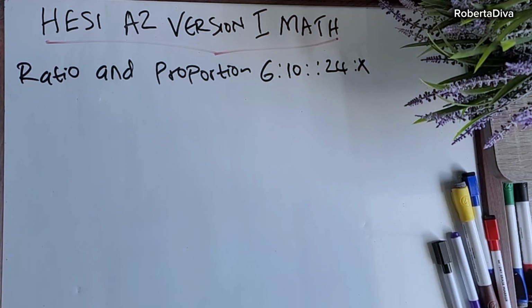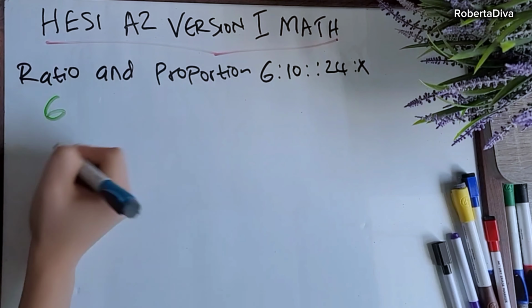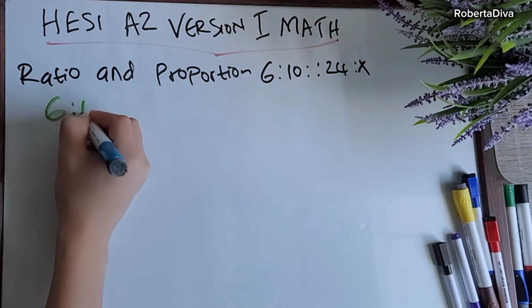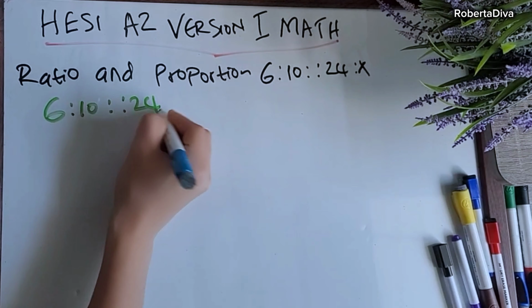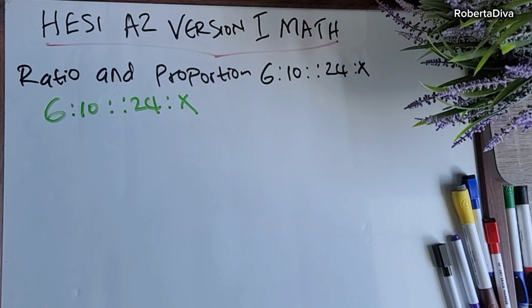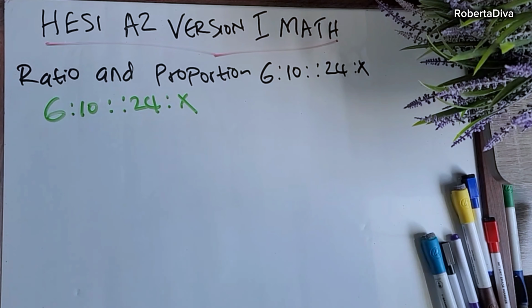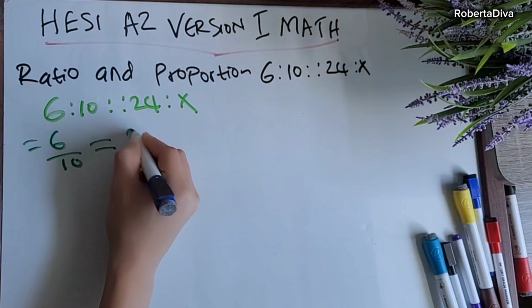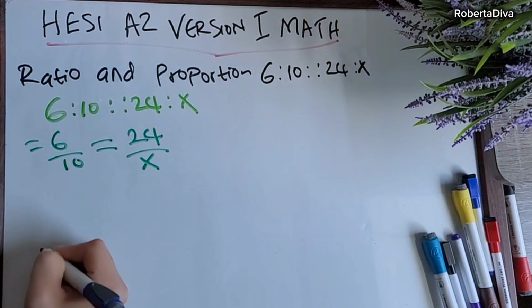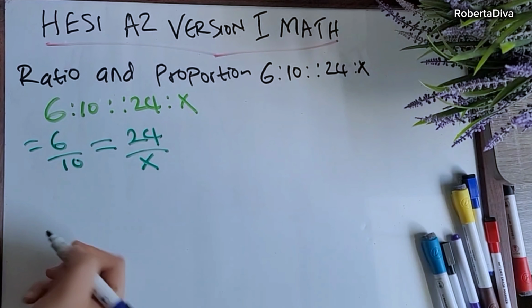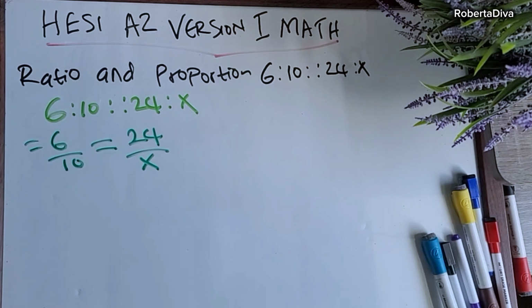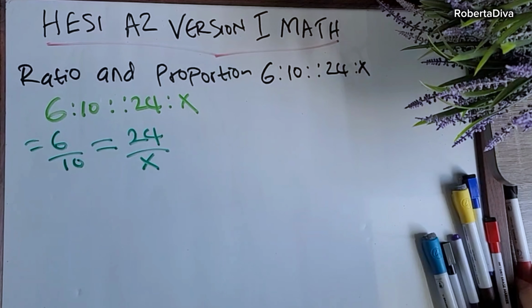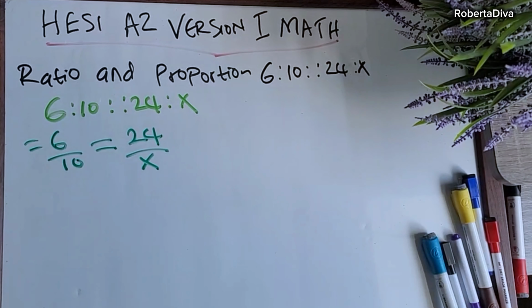Okay, let's try another question. Ratio and proportion. So let's set this up. 6 over 10 equal to 24 over x. You know that, right? You can solve this question before I start. Let's see if you're going to get the same answer.